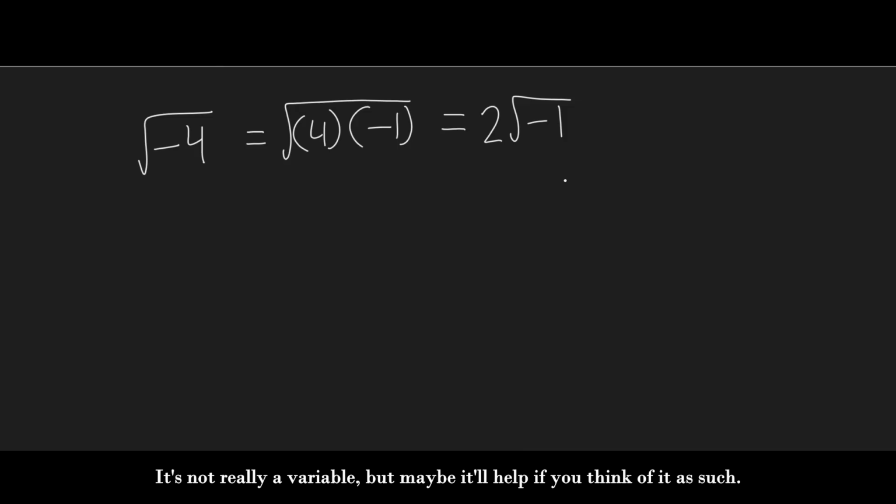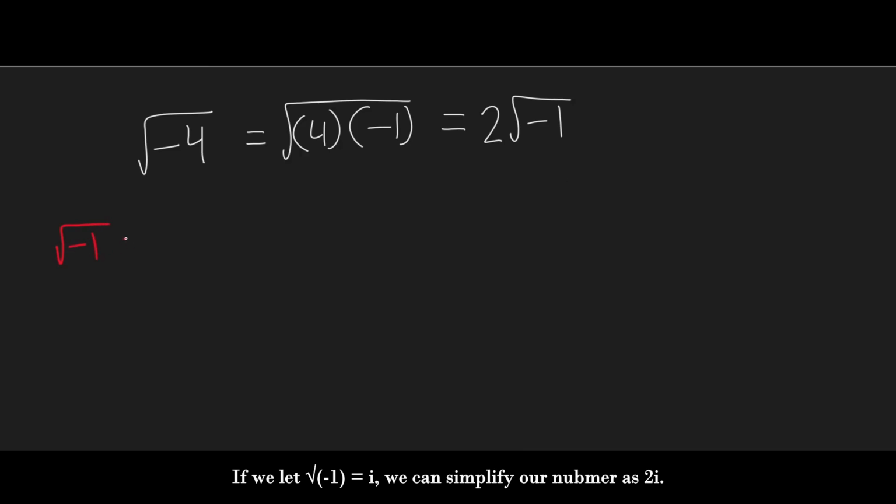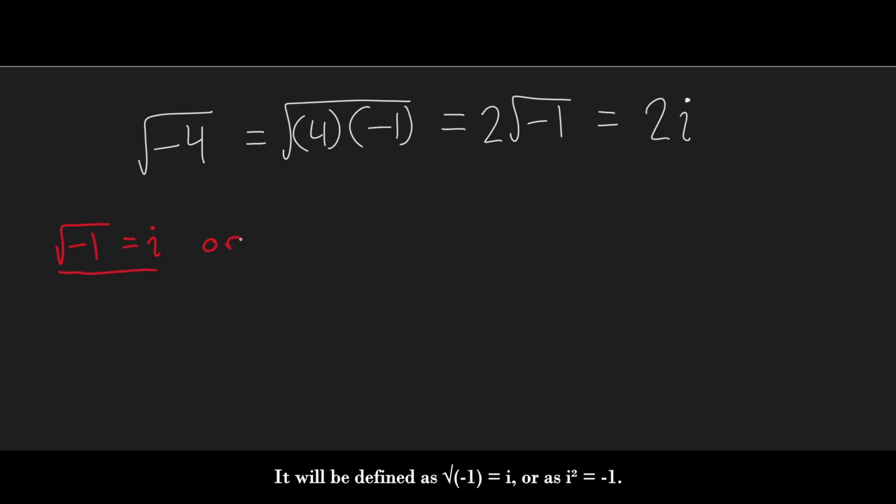It's not really a variable, but maybe it'll help you if you think of it as such. If we let the square root of -1 equal i, we can simplify our number as 2 times i. We now have a placeholder for our negative square root. We're going to call this number the imaginary unit. It will be defined as the square root of -1 equals i, or i squared equals -1.